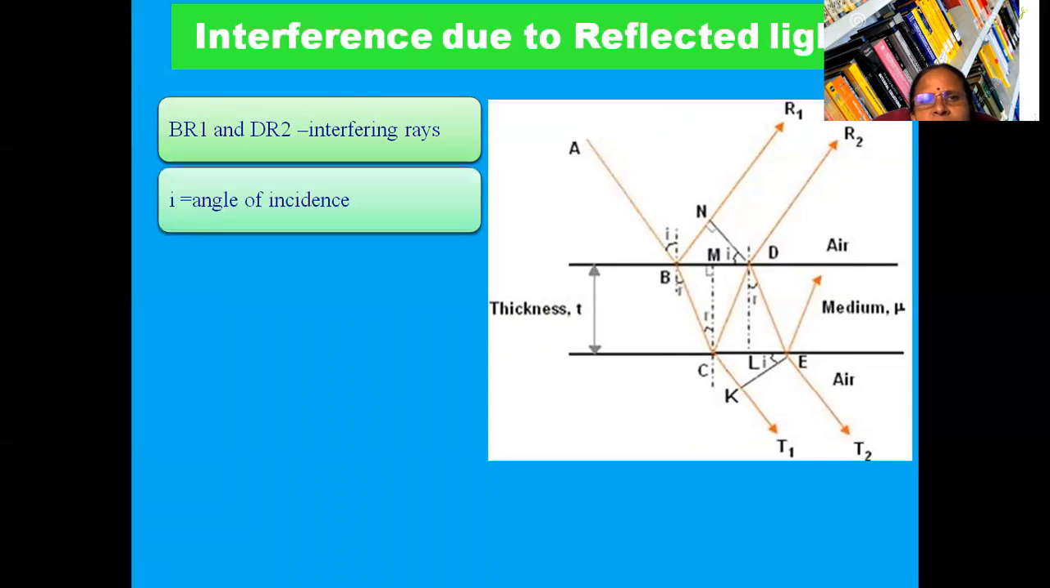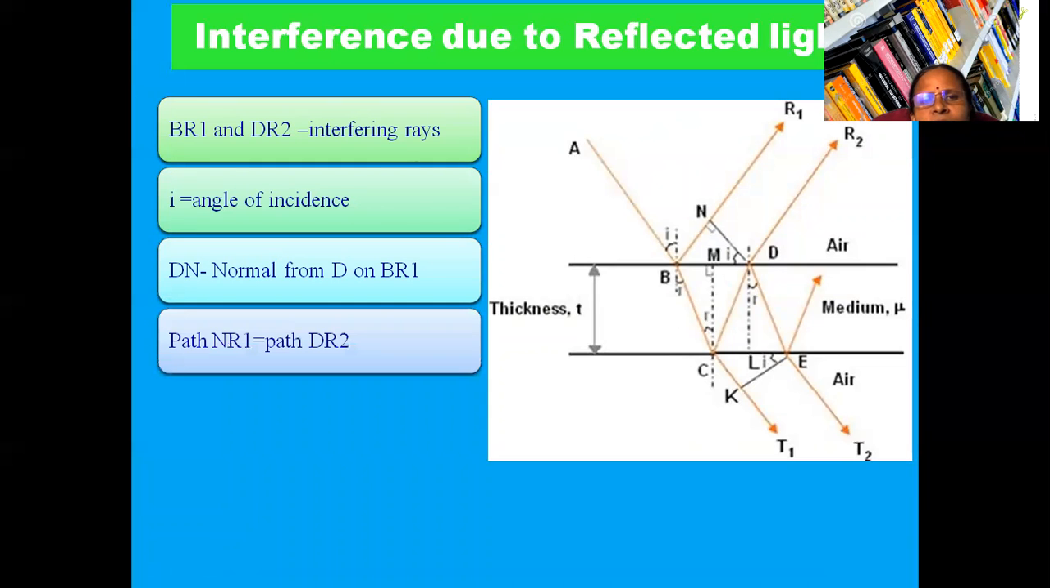These are the interfering rays. I is the angle of incidence. DN is the normal from D on BR1, and path NR1 is equal to path DR2. Now the paths after N and after D, both these paths are parallel and they are equal.